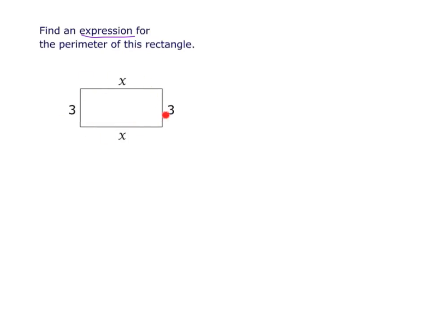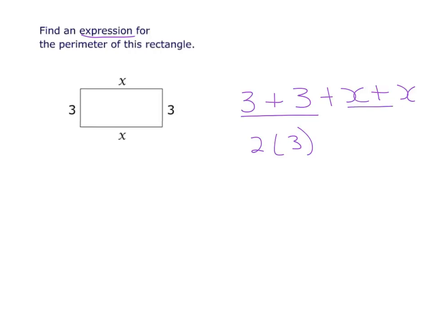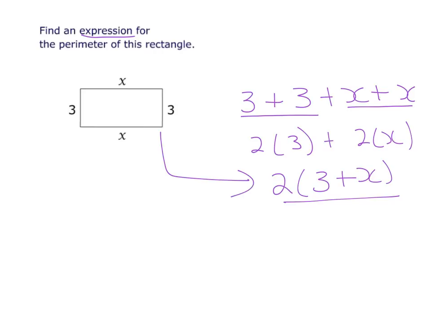Or we could write it down using brackets, and that's what I'd like to do here. So we start off, we have a 3 plus a 3 plus an x plus an x. And what that means is I have 2 times 3. And here I have x plus x, which will give me 2x. So I have 2 times x. And then if I was to bring these two together, I would say I have 2 times 3 plus x. All right, so again, different ways of writing the same expression.